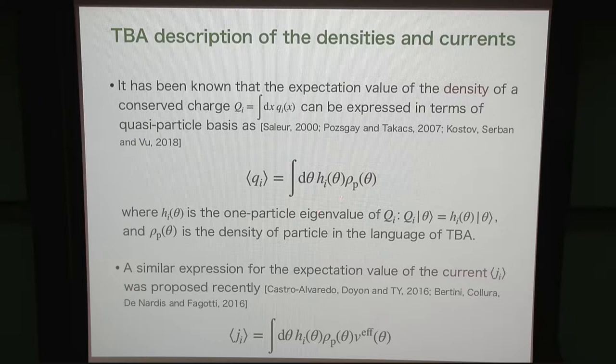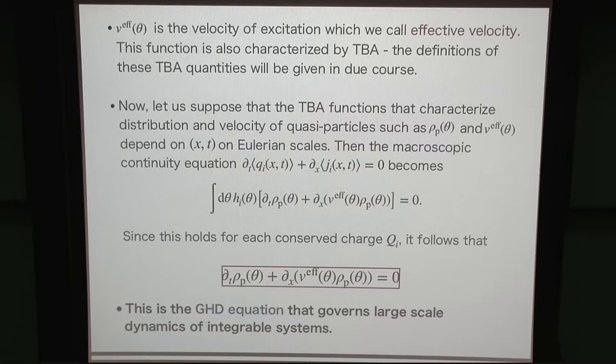Then the new finding in this work was that a similar expression actually exists for the expectation value of the current, which was proposed in these works. And that reads like this. This is pretty much similar to the previous expression, except for the appearance of a new quantity that we call the effective velocity. This is the expression that we derived. It can be considered as the velocity of the excitation, and it can be characterized by TBA. We'll give the precise definition in the next few slides. Let me just for now put these expressions into the macroscopic continuity equation and solve the equation.